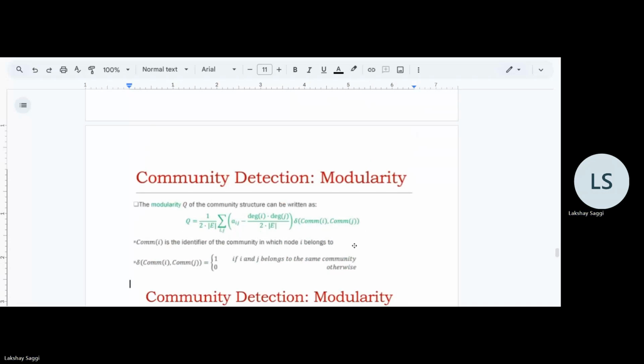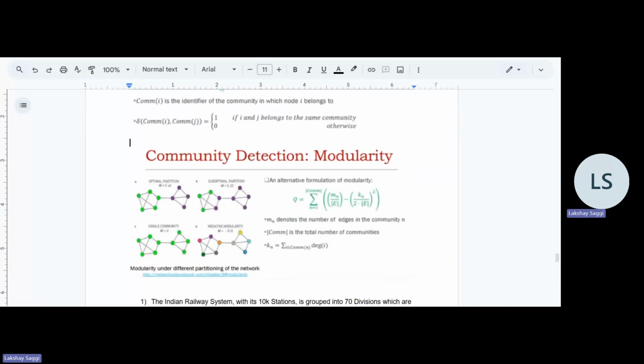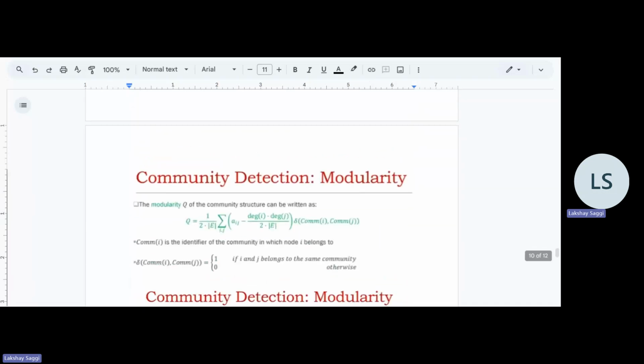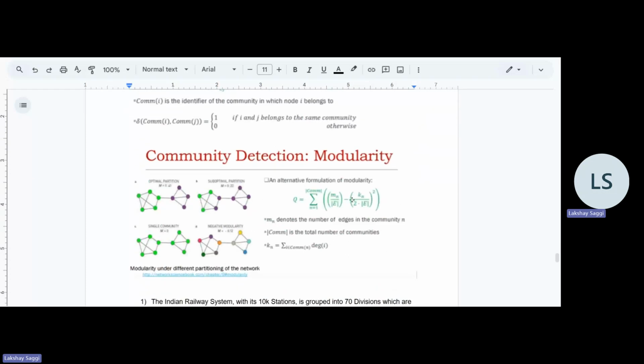So I hope it's clear to everyone. And then, again, it was discussed in the lectures that this formula can also be written in an alternate form. It's not a different definition, it's the same definition, but it can be derived from the previous formula and vice versa. So here, earlier, you summed over all pairs of vertices, and that was called the vertex formulation for modularity.